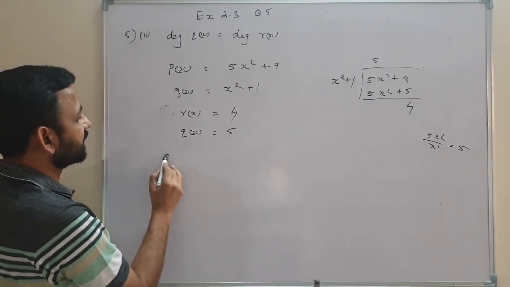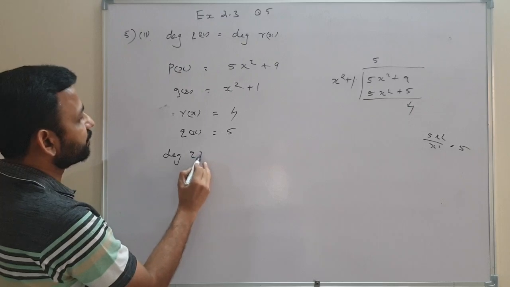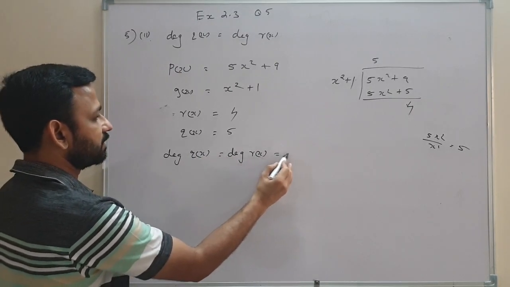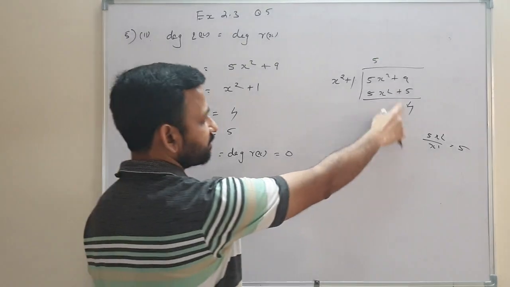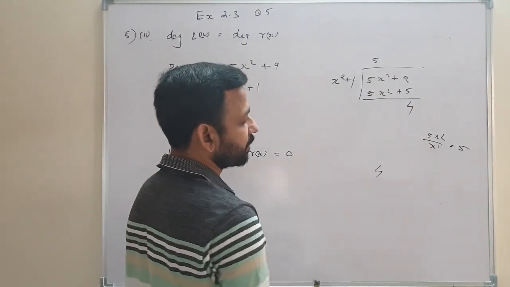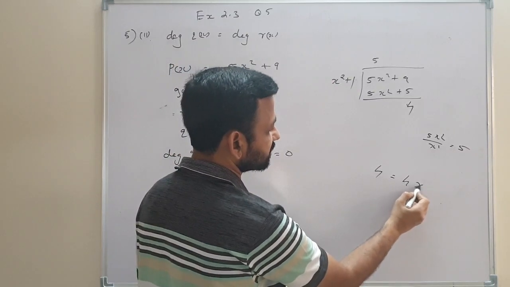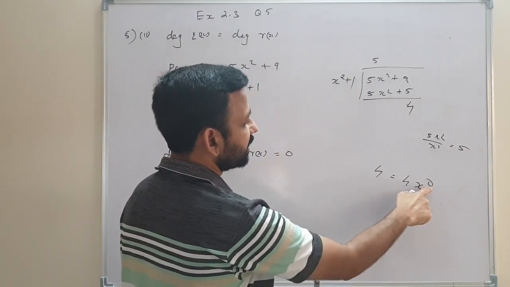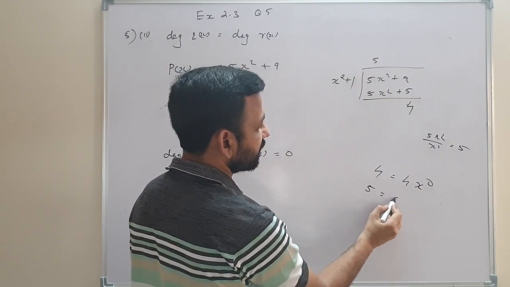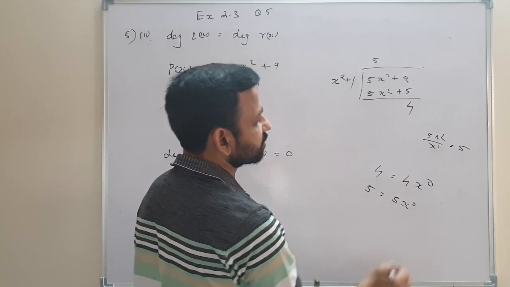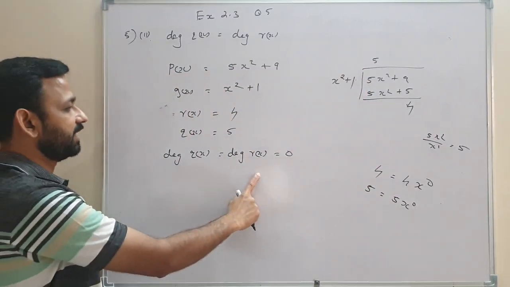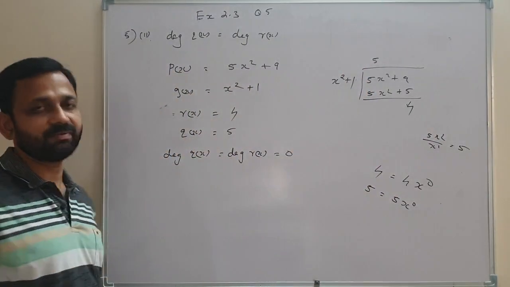Then the condition is satisfied. Degree of q(x) equals degree of r(x) equals 0. Both of them are constants, so their degree is 0. Because 4 is a polynomial, 4 equals 4x raised to 0, so the degree of this polynomial is 0. 5 is a polynomial, 5 is 5x raised to 0, so the degree of that polynomial is 0. So both the degrees are equal, so the condition is satisfied.